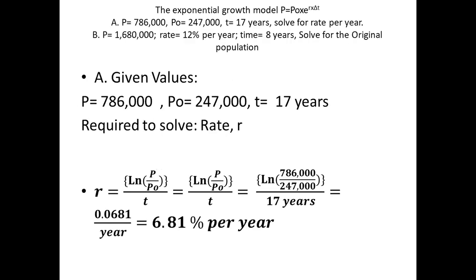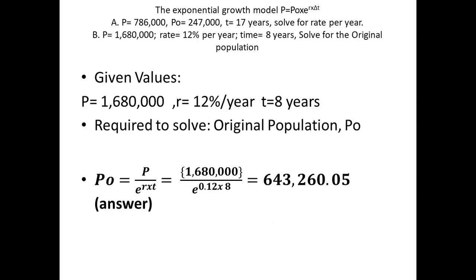For letter A now, the solution proceeds with the given values. We have your P as 786,000, your P sub O as 247,000, and your time as 17 years. To determine now your rate, we have this formula: your rate is equal to the natural logarithm of P all over P sub O, divided by T. Substituting the values, we have the natural logarithm of 786,000 all over 247,000, all over 17 years, which gives us a rate in fraction of 0.0681 per year, or if you convert that to percentage, 6.81% per year.